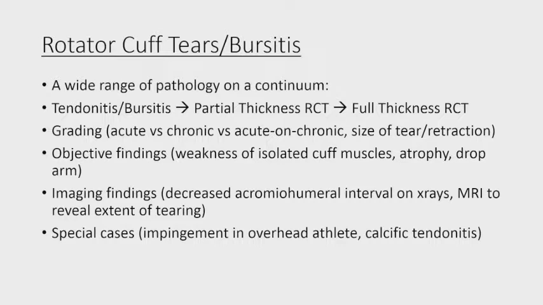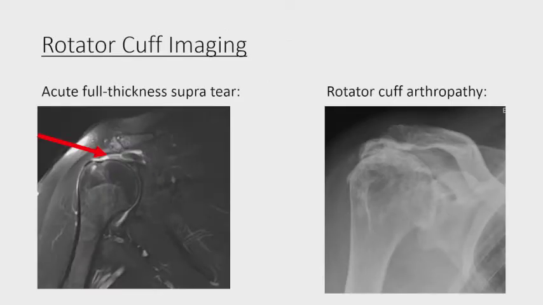Rotator cuff problems really do live on a spectrum, ranging from tendonitis, bursitis, overuse, inflammation, to partial thickness cuff tears, sometimes with symptoms and sometimes without, and then full thickness rotator cuff tears, which again can also be asymptomatic. There are various ways to grade these, both in terms of imaging and arthroscopically, in terms of their acuity, their size, how much weakness the patients have on exam. And then there are some special cases like impingement in an overhead athlete, which is a special case, and calcific tendinitis as well.